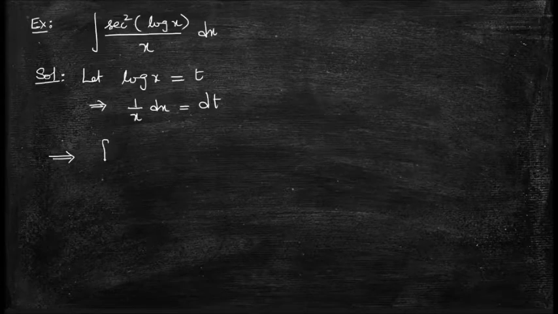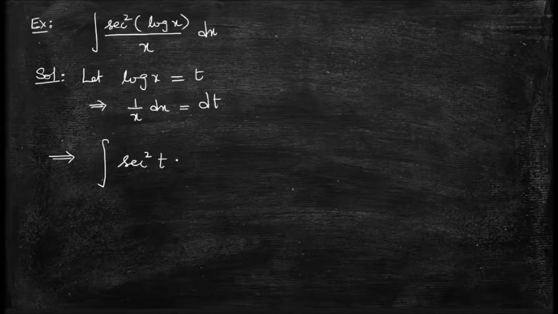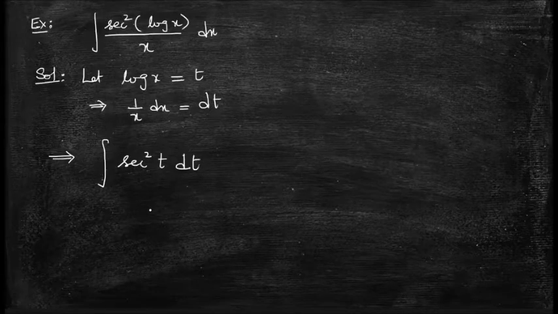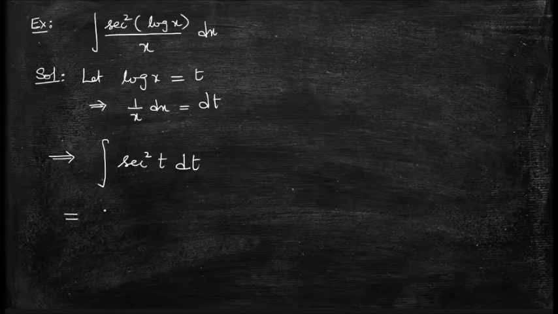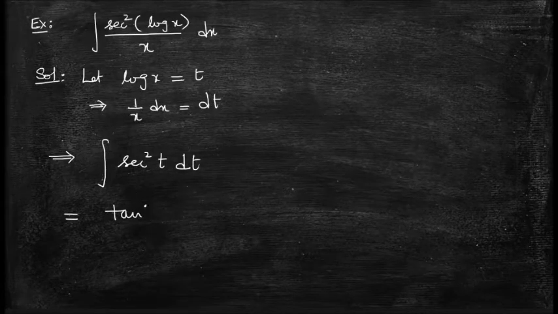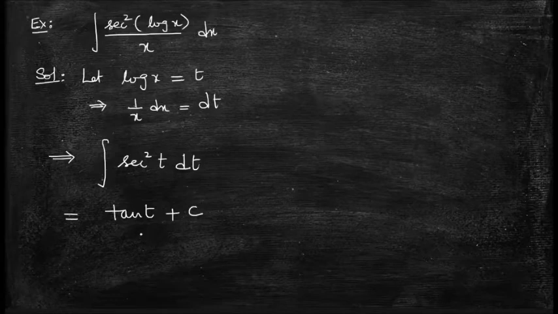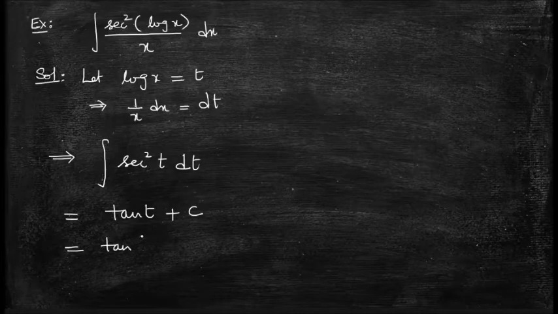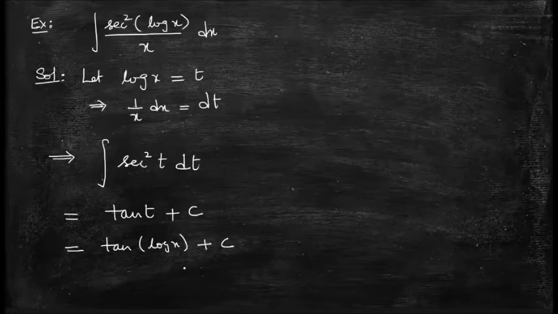Now change the problem. What happens? Secant square t, and dx by x is dt, so directly I can write it as dt. Now integration of secant square x is tan x, so here secant square t gives tan t plus c. As t is log x, tan of log x plus c is the final answer. Hope you have understood this, right? One more example.